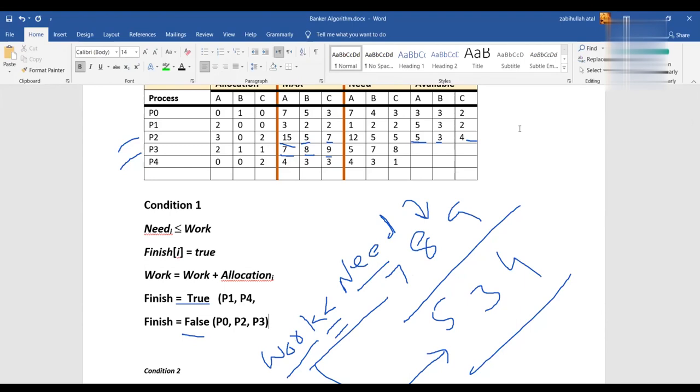Idris, now is it clear? Ahmad Shakur? Yes, sir. Now I got it.